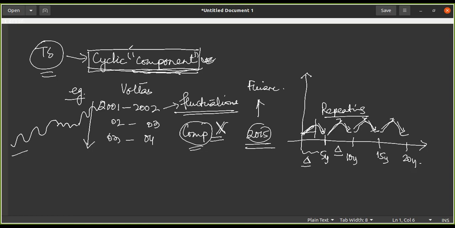I'll tell you how or why these are called the components or the properties, because we are going to break a time series into these also. So when we are going to code, we are going to break it.